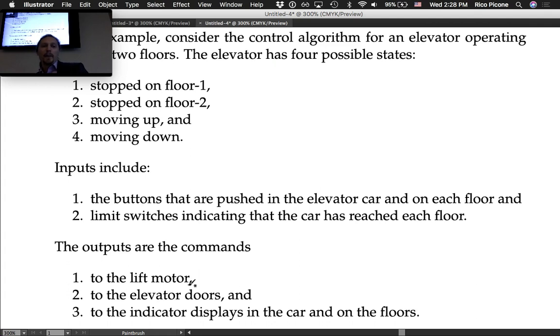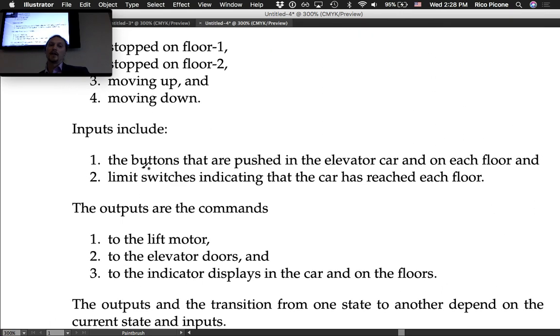Inputs include the buttons that are pushed in the elevator car, so the user hitting those buttons, and on each floor, so the user inside the elevator and then the user in the hall waiting for the elevator, and limit switches indicating that the car has reached each floor. So these would be the different inputs that we would have. At a given moment, we've got access to what's going on with the buttons and what's going on with the limit switches. So those are our inputs.